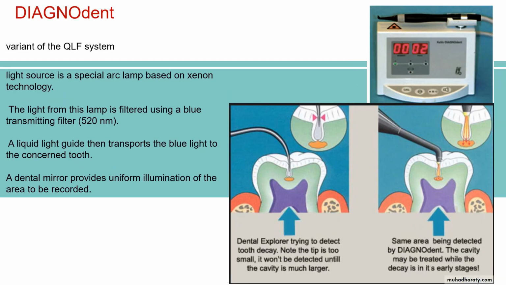The other system is DIAGNOdent, which is basically a variant of the QLF system. The light source is a specific arc lamp based on xenon technology. In the DIAGNOdent, a diode laser with 655 nanometer wavelength is irradiated on the dental surface. It is absorbed by metabolites of intraoral bacteria, and these metabolites will emit a red fluorescence. So that's how you detect caries using a DIAGNOdent.